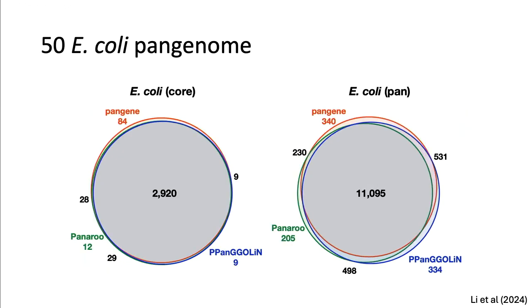And this is a more complex case. Although there are 50 E. coli genomes, you can see the agreement is very good. They agree with each other, and the pangenome is also good. And you can see this pangenome is much larger than this one.